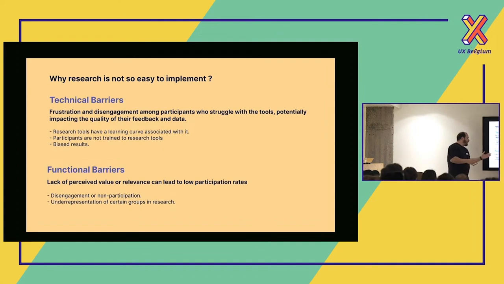And finally, there is a last type, which is the functional one, which means that participants often don't get why they should participate in your study. This is simply due to the fact that user research today is a niche topic, I would say, that participants are not aware of.